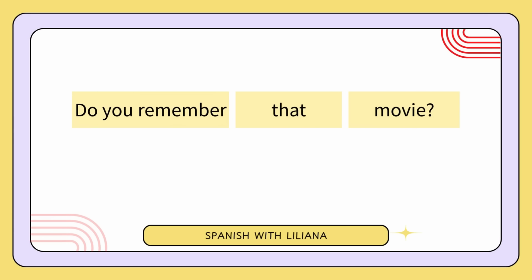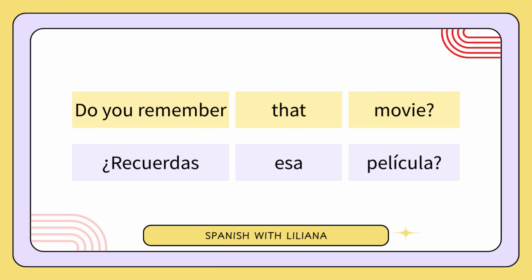Now let's look at a question. How would you say in Spanish, do you remember that movie? Let's start with do you remember? In Spanish, we could just say ¿recuerdas? We don't have the helping verb like in English, do. We can add the pronoun and it's usually done after the verb. ¿Recuerdas tú? That movie is esa película. ¿Recuerdas esa película? So here we have to make sure that matches the gender of the noun. In this case is esa.